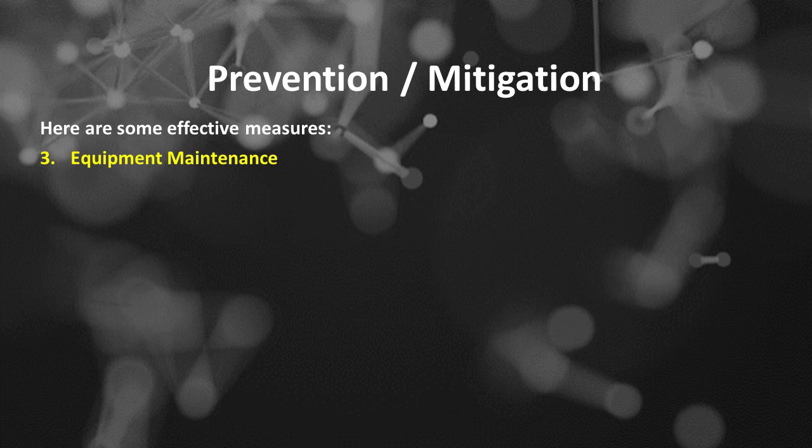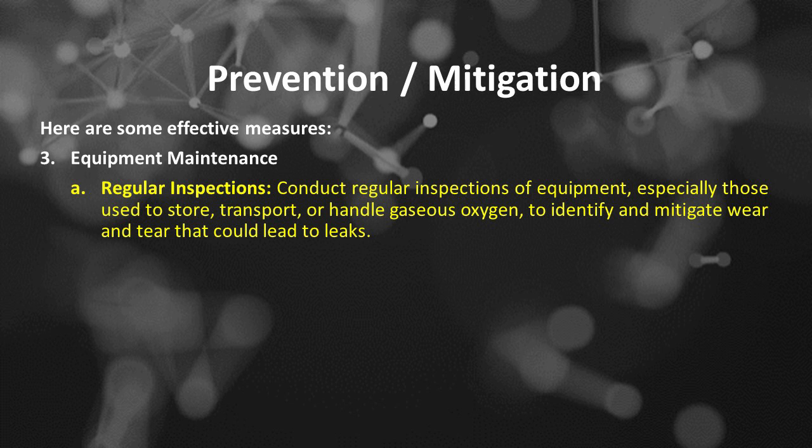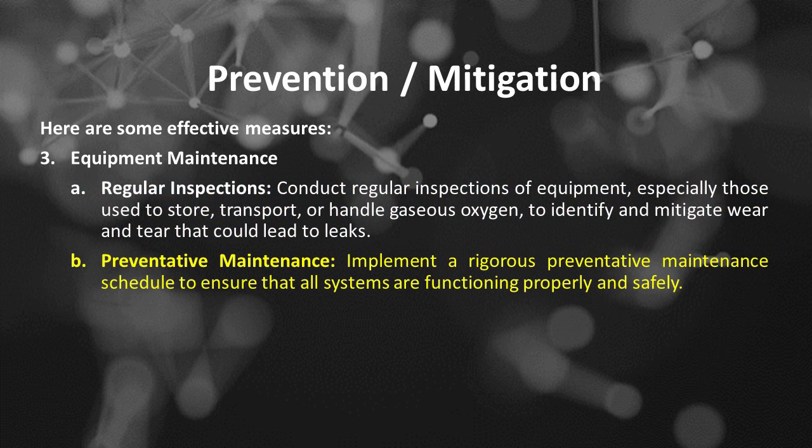Number 3 of prevention and mitigation effective measures is equipment maintenance, includes. Number A, of equipment maintenance is regular inspections. Conduct regular inspections of equipment, especially those used to store, transport, or handle gaseous oxygen, to identify and mitigate wear and tear that could lead to leaks. Number B, of equipment maintenance is preventative maintenance. Implement a rigorous preventative maintenance schedule to ensure that all systems are functioning properly and safely.